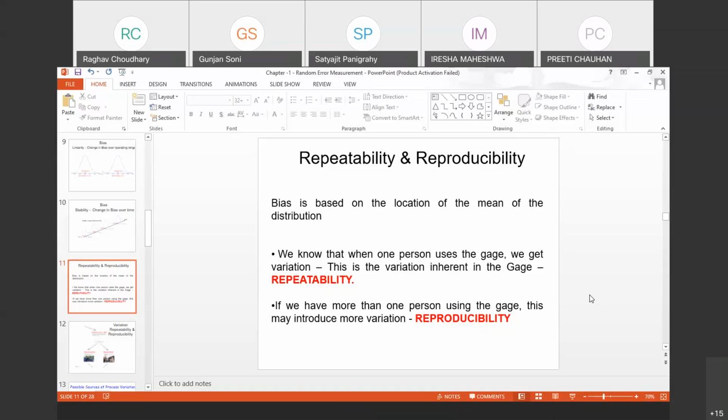While if we have more than one person using the gauge, so if many people are using the same measurement device, then there may be a variation which we term as reproducibility. So the thumb rule could be: repeatability represents the variation because of the machine. Reproducibility represents variation because of the human factors or the worker.